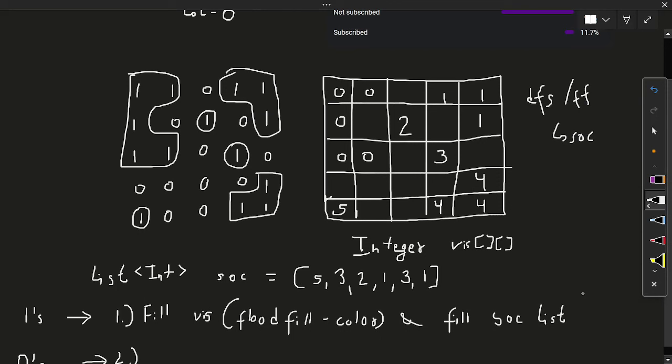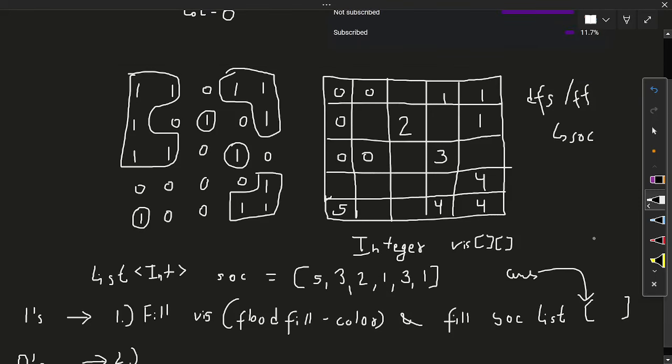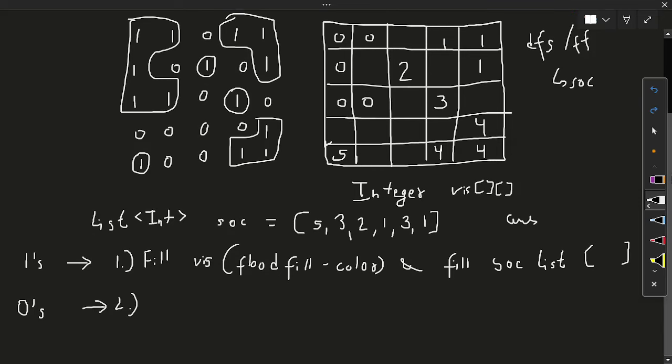So there may be a chance that zeros are not there and only ones are there. So you have to maintain an answer variable starting from here. We will maintain an answer variable, and we will update it on every component, and we will store the size of the component in the answer variable.